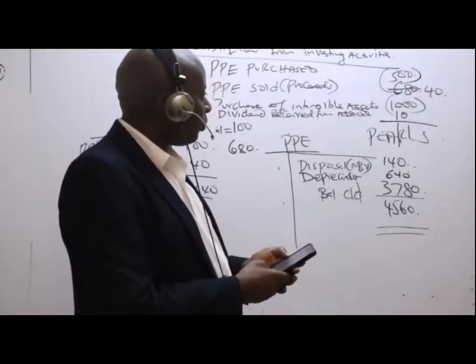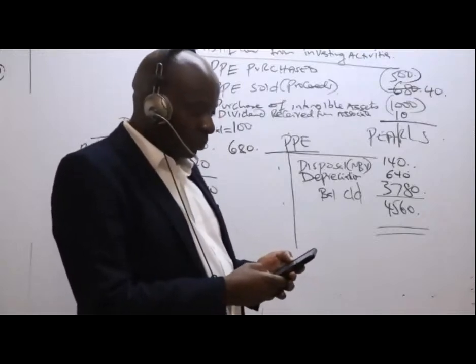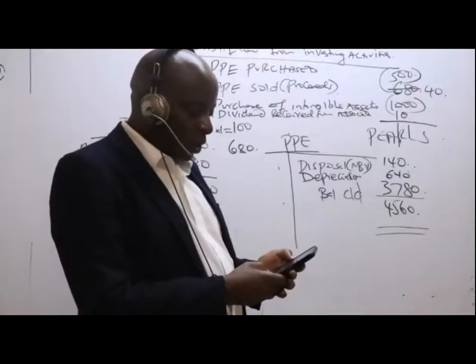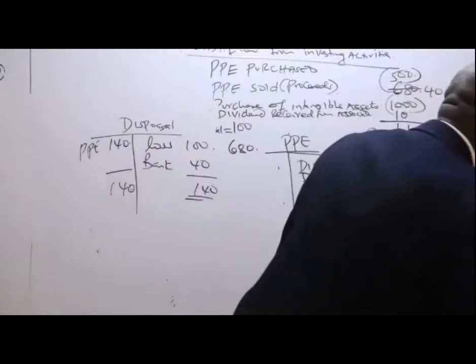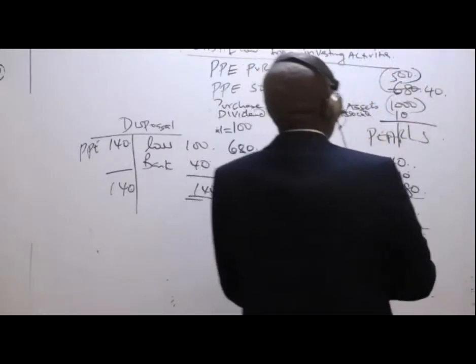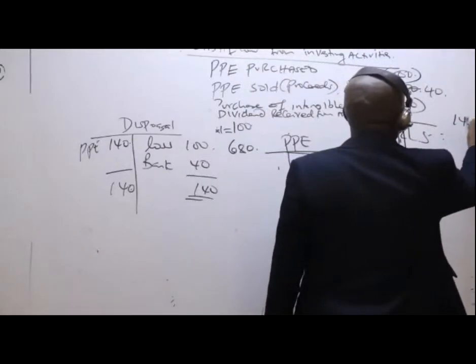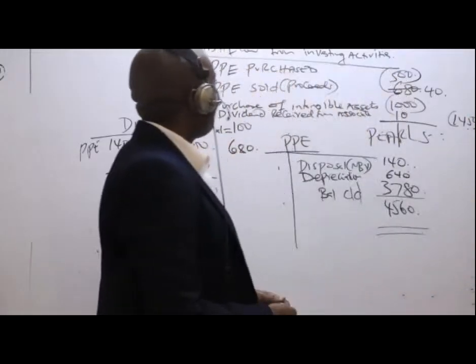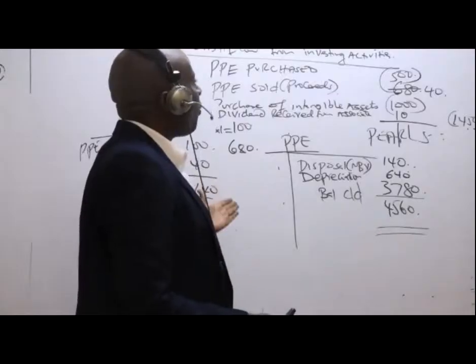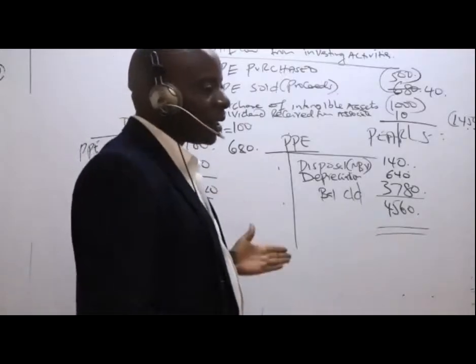Now that they're not talking to me, what should we do? Yeah, 1450 negative. Thank you very much. 1450 negative. Great. Now from there, mention cash flow from financing activities.